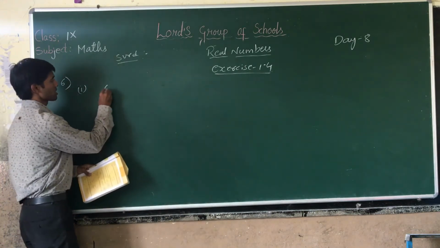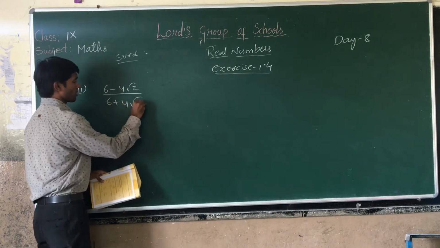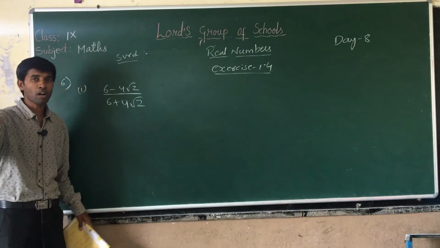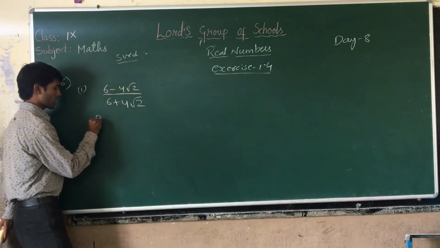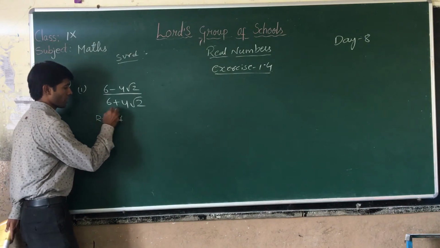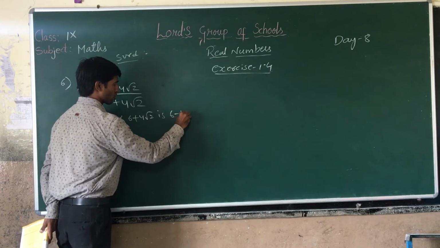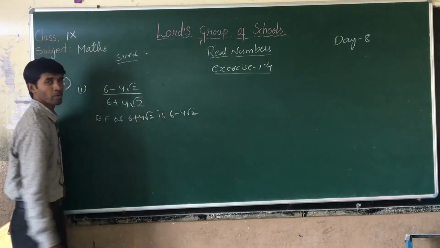The question is (6 minus 4 root 2) by (6 plus 4 root 2). Remember the question, here we are rationalizing the denominator. The denominator should become a rational number. Now the rationalizing factor of the denominator 6 plus 4 root 2 is 6 minus 4 root 2. This we have to multiply for both numerator and denominator.